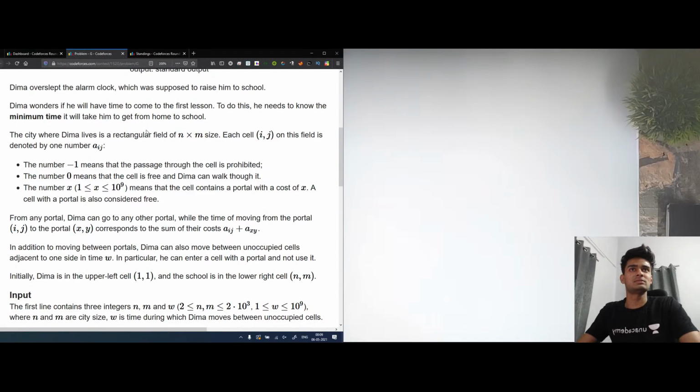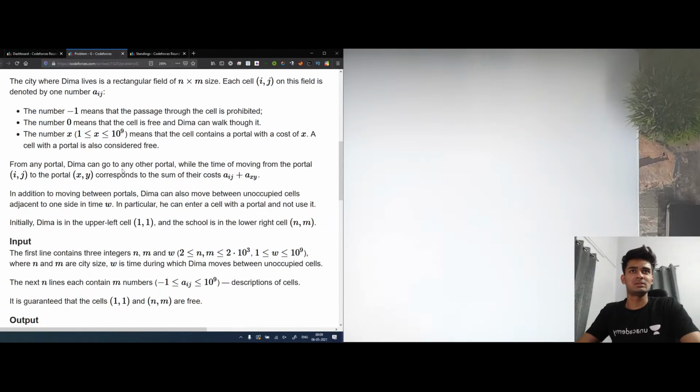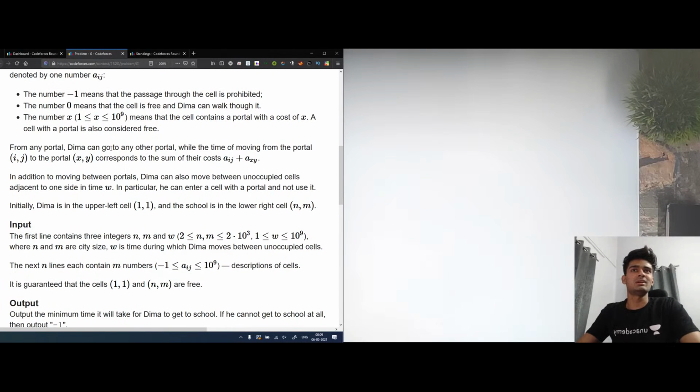The city where Dima lives is a rectangular field of size n by m, each cell ij on this field is denoted by one number aij. The number -1 means that passage through the cell is prohibited. The number 0 means that the cell is free and Dima can walk through it. The number x means that the cell contains a portal with the cost of x. A cell with a portal is also considered free. From any portal, Dima can go to any other portal, while the time of moving from the portal ij to the portal xy corresponds to the sum of the costs aij plus axy.